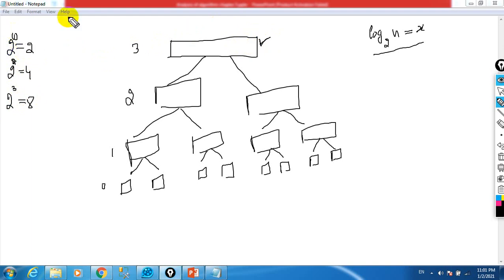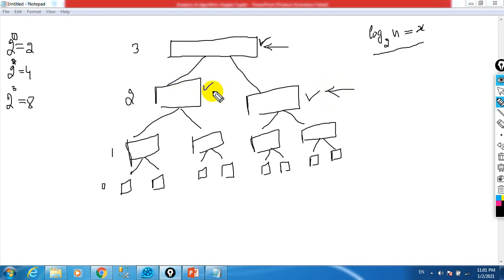For example, in the whole binary tree, first there is one parent, which is level 1. So we should take 2 power 1, because it is a binary tree, so we take power 2. 2 power 1 is equal to 2.